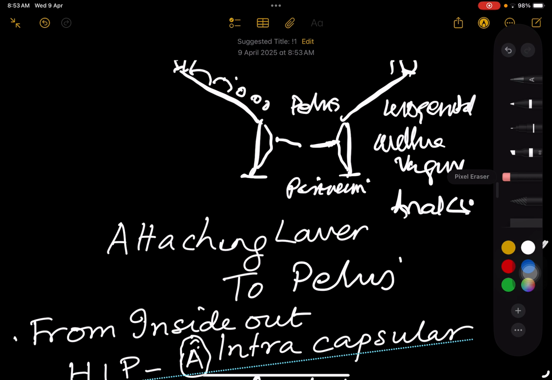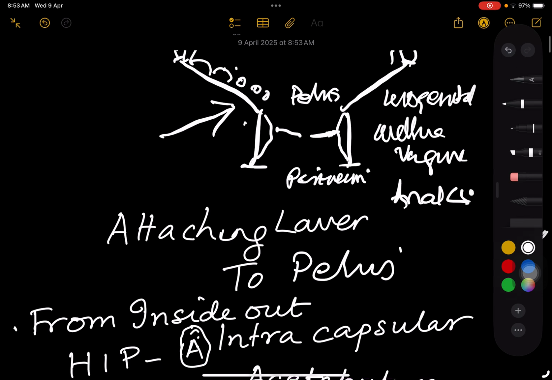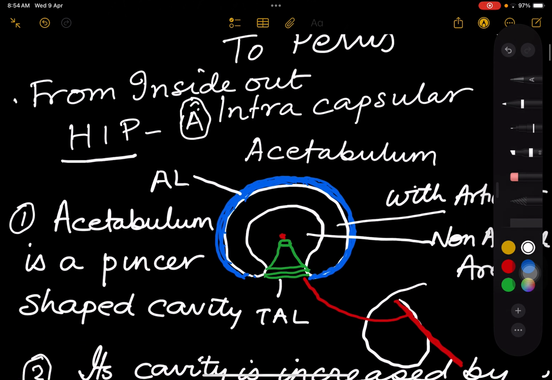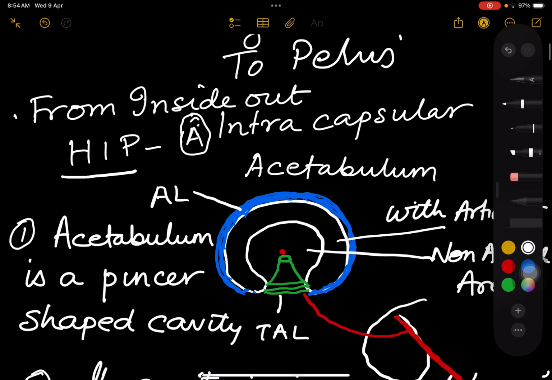Now we start seeing the outer surface of the pelvis and attaching the lower limb to the pelvis. The first thing that we are going to study here will be the hip. So we are beginning from inside to outside, and first of all we'll stay intracapsular in the hip.